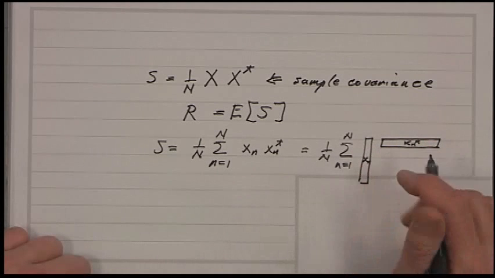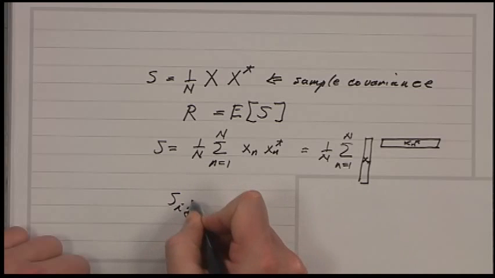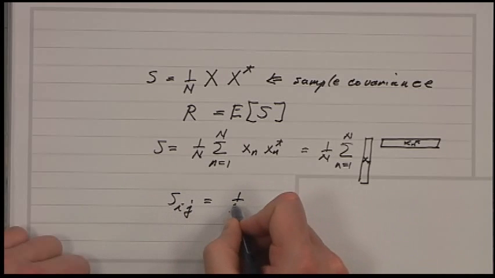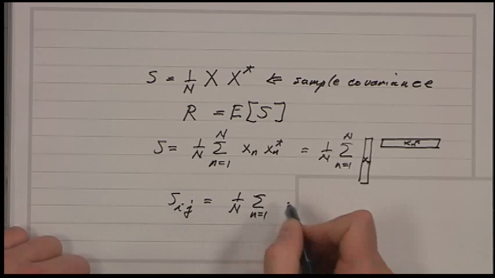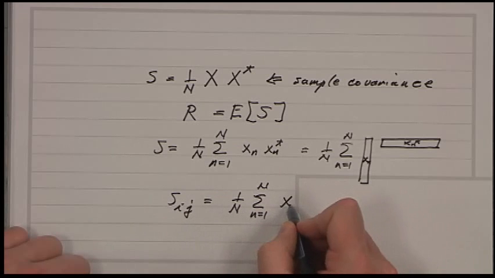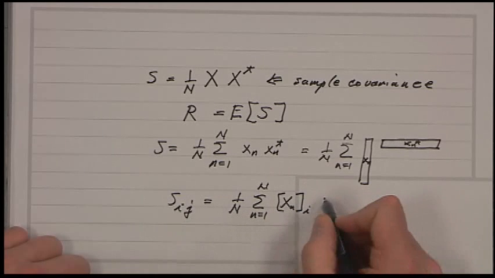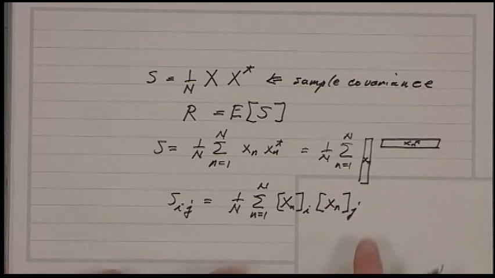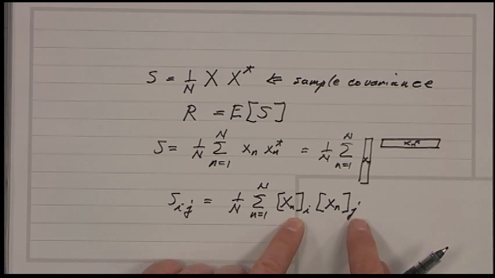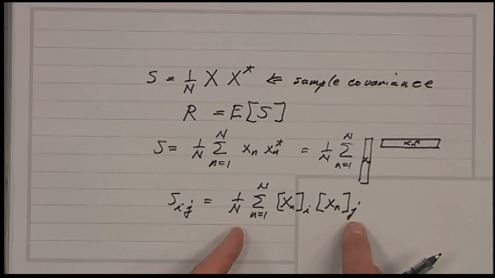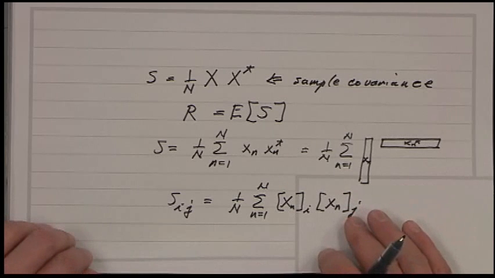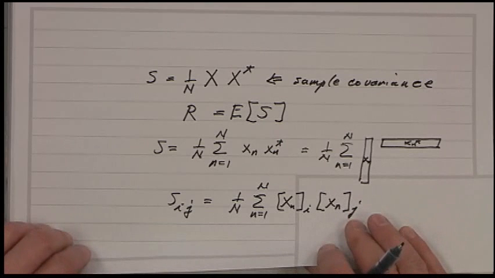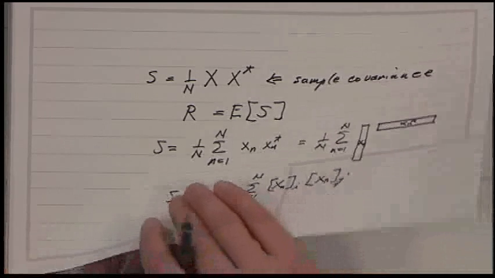So if you look at Sij, it's really equal to 1 over N times the sum from n equals 1 to N of Xn i times Xn j. So you're taking the ijth pixels of the nth image, taking their products and averaging them. So this is like the sample correlation between those two pixels. Okay? Hold on, we're getting somewhere on this.